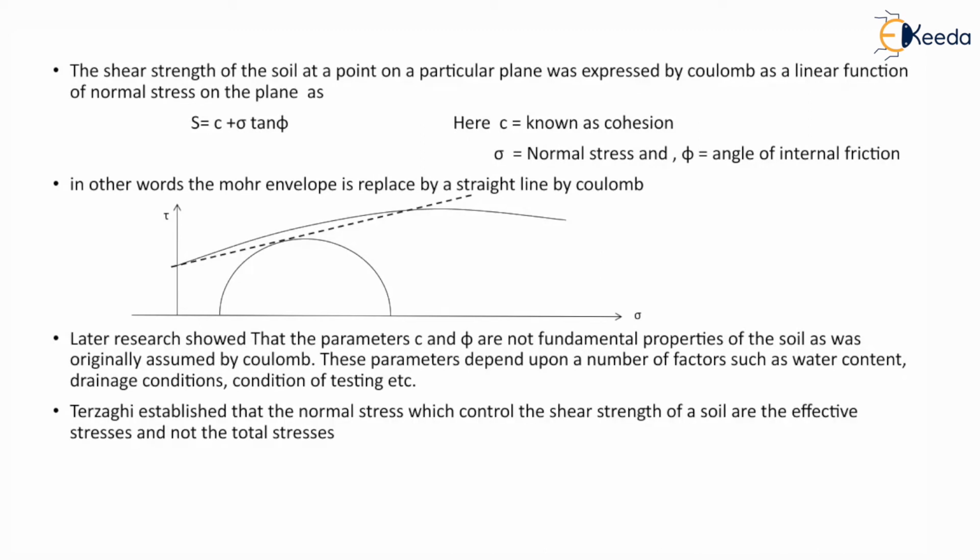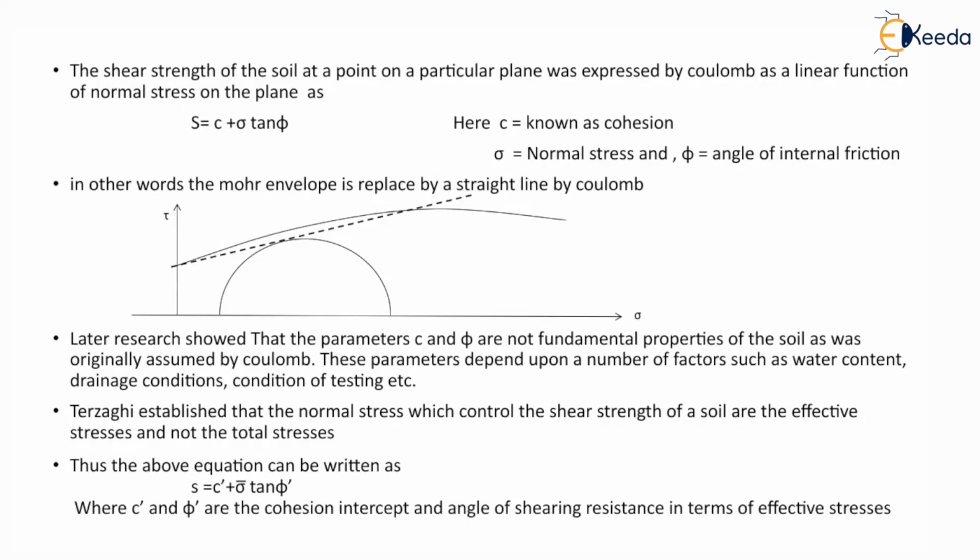Terzaghi established that the normal stress which controls the shear strength of the soil is the effective stress and not the total stress. Thus, the above equation can be written as S is equal to C dash plus sigma bar tan phi dash, where C dash and phi dash are the cohesion intercept and angle of shearing resistance in terms of effective stresses respectively. This equation is known as the revised Mohr Coulomb equation.